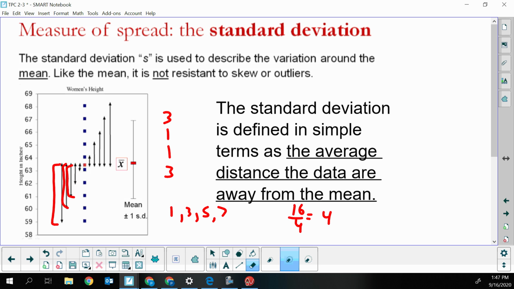If we add those up, we get 8. Divide that by 4, the total number of things, and we get 2. So our standard deviation of these numbers would be 2. That means on average, they are each 2 away from the mean. The bigger a standard deviation is, the more spread out your data is. The smaller a standard deviation is, the more compact your data would be.